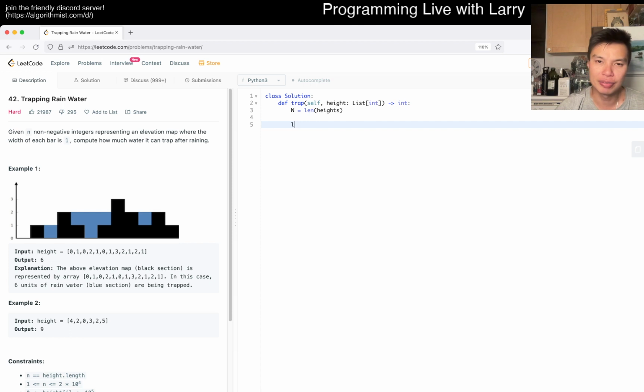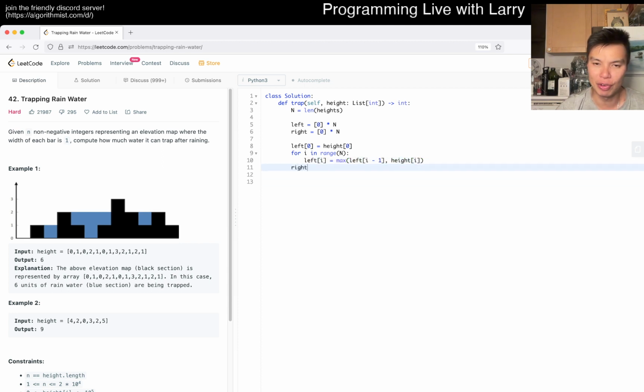Here, we want left to be something like this first. So here we want left sub 0 is equal to, say, height sub 0, and then for i in range of n, left sub i is equal to max of left of i minus 1 or height of i, right? And then we do the same thing for the right, except we do it the other way, backwards.